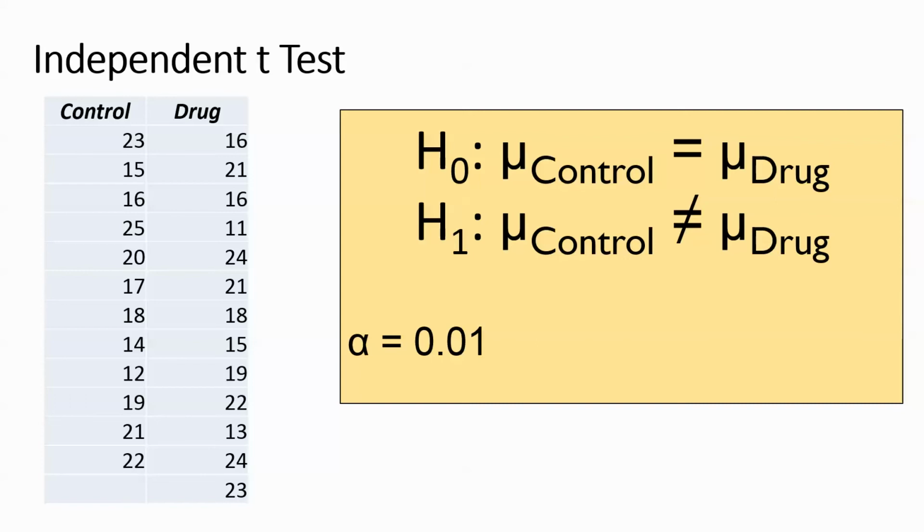And what I'd like to be able to do is prove statistically whether there's a difference or not between the two groups. So I'm looking to see, does the drug have an effect? So my null hypothesis, H0, is that the mean of the control group is equal to the mean of the drug group. And that tells us that there's no difference between the two groups. My alternate hypothesis is that the mean of the control group is not equal to the mean of the drug group. In other words, that there is a difference between the two groups, from which I might infer that the drug has an effect. And I'm going to do this test at an alpha value equal to 0.01.